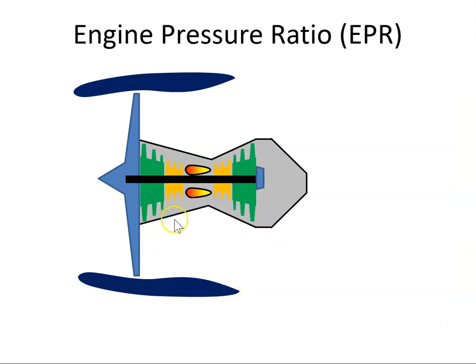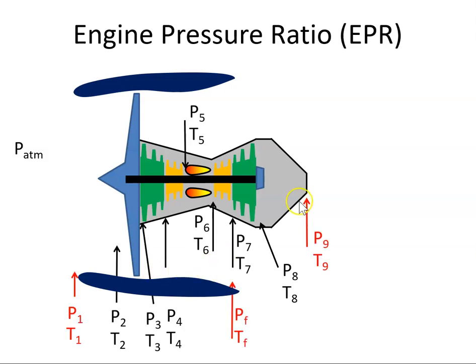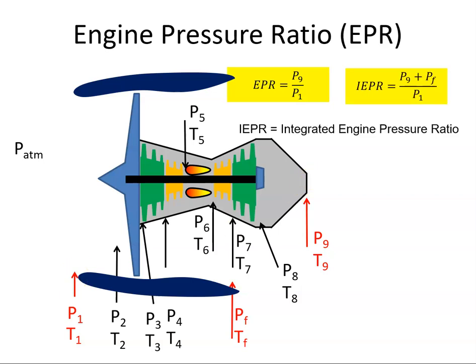So here we have our engine. If I include the engine station numbers, for this engine we have P1 at the input, we have PF here, which is the exhaust of the fan, and we have P9 here, which is the nozzle exit. Then the engine pressure ratio will be the ratio between P9 and P1. And then the integrated engine pressure ratio would be the ratio of P9 plus PF divided by P1. So that's basically what engine pressure ratio is.